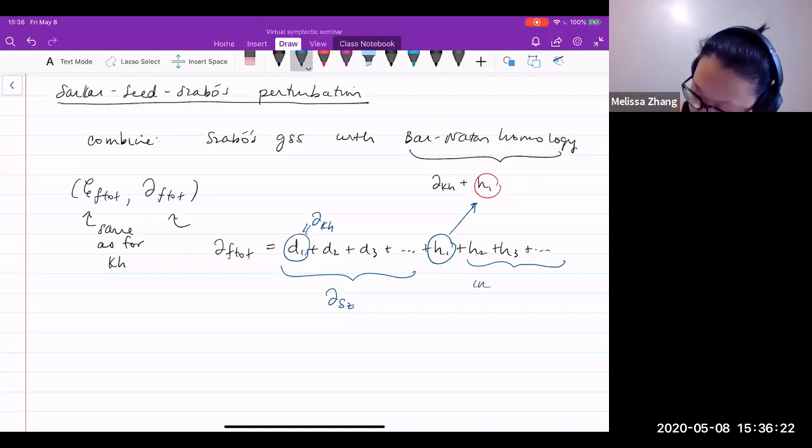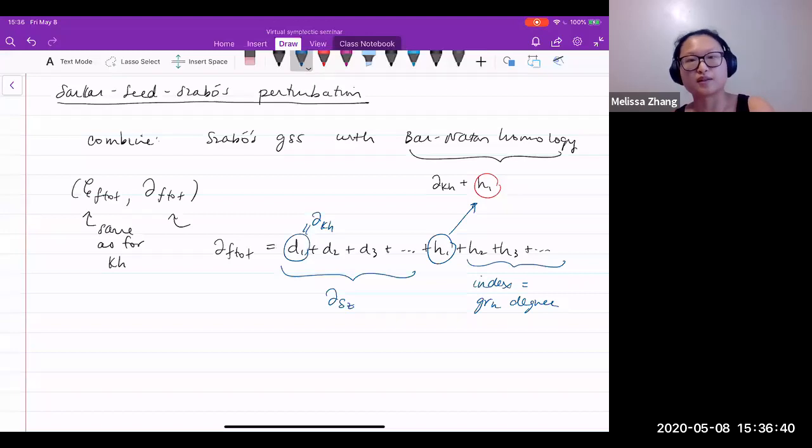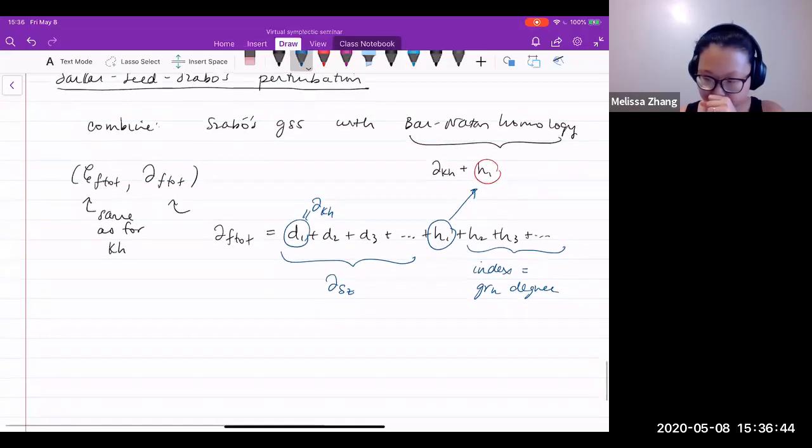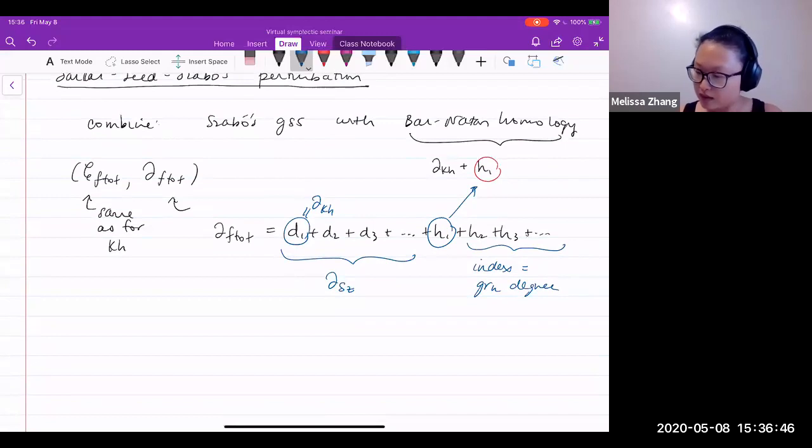So the index is going to be the homological degree. Same thing on the D side. So this spectral sequence, of course, is going to have longer differentials in the homological direction because you're supposed to sort of collapse Khovanov homology down to something smaller, which is going to be the Heegaard Floer homology of the double branch cover. So the Hi's are similar to H1.